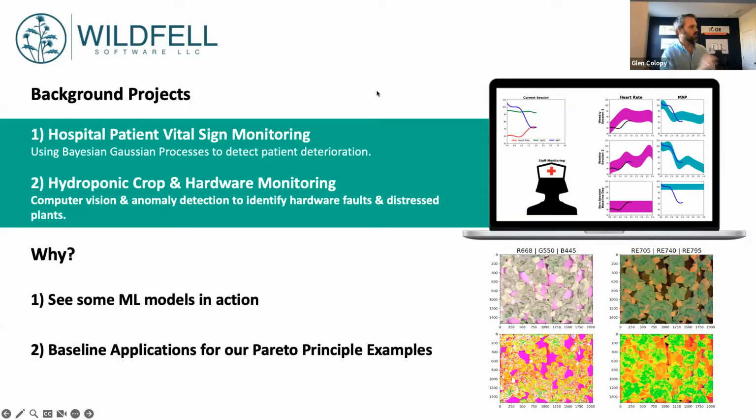And the reason why I'm going to show you these two background examples is, one, because obviously everyone likes to see some machine learning in action, and that's fun. But also, these are going to be the baseline applications for our Pareto principle examples. So I'm going to show you some applications, and then once you're familiar with those, we're going to re-examine them for ways that you could more efficiently execute some of the delivered value on those problems.